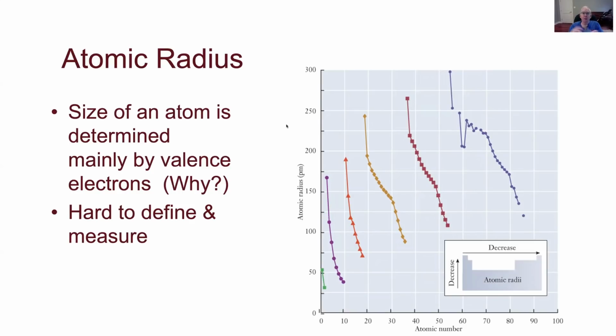Okay, your inner electrons or core electrons, like if I'm in a relatively high atomic number element, your 1s electrons are going to be very, very close to the nucleus. So they're not going to be the ones that are out on the outside edge of your atom.